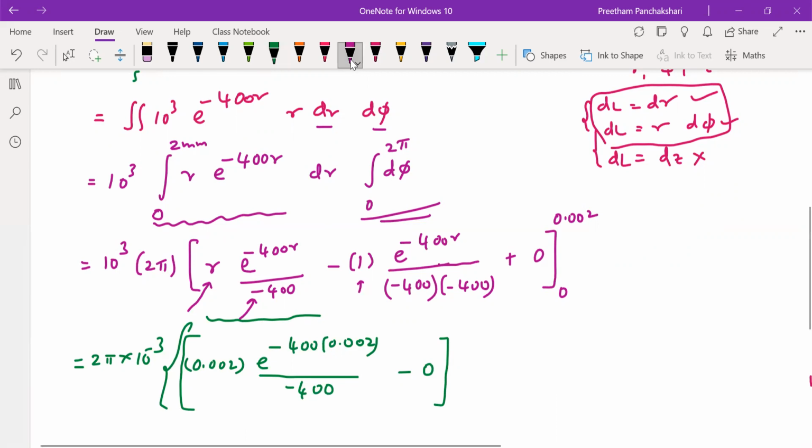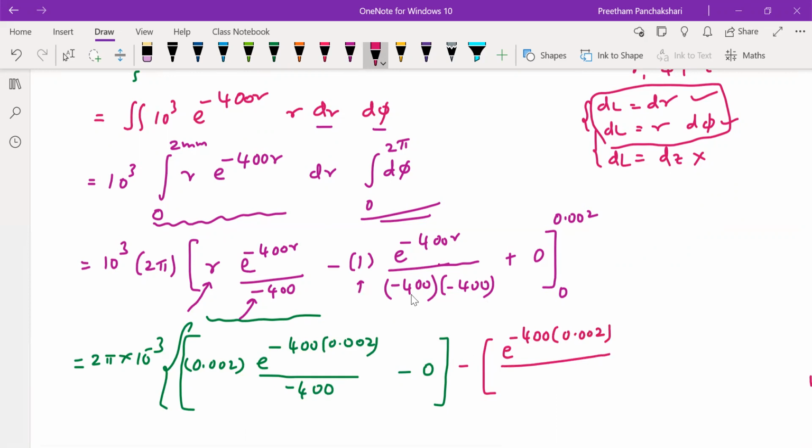Now let us move to the second term, minus. First apply the upper limit, that is e power minus 400 in place of our 0.002, divided by minus into minus plus. It's going to be 400 into 400. This is about the upper limit, minus the lower limit being 0. If you put r value 0, e power 0 is 1, divided by again 400 into 400. So that completes the second term. The third term is 0. So that ends the substitution of the limits.